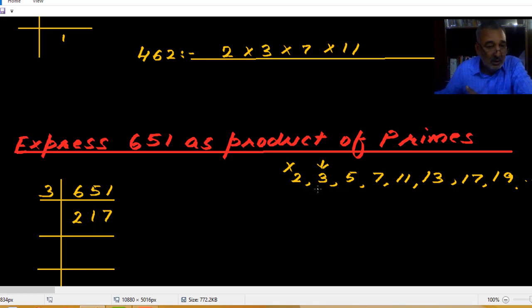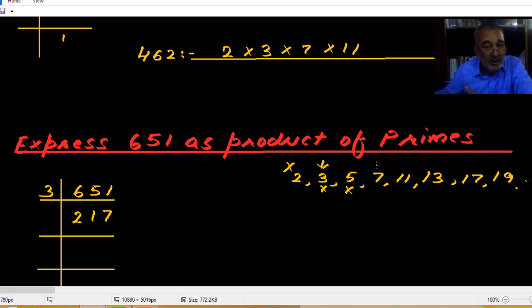Is it again divisible by 3? Let's try out. 2, 1, 3 and 7, 10. No, not divisible by 3 now. Should I take 5? Do you remember the divisibility rule of 5? Yes. Had there been 0 or 5, we can divide it. If not, then don't try with 5, as this number is not divisible by 5.